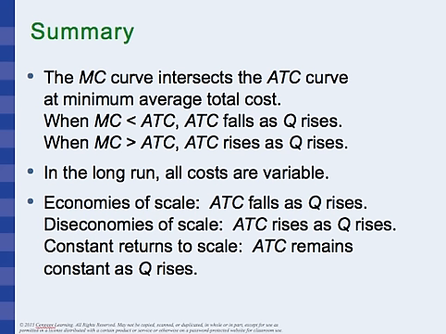In the long run, all costs are variable. You can change everything. Economies of scale is when average total cost falls as quantity rises, that first segment of the average total cost curve. Diseconomies of scale is when average total cost rises as quantity rises. Think of that third segment of the average total cost curve we looked at. And then constant returns to scale, that middle portion. It's when average total cost remains constant as quantity rises.